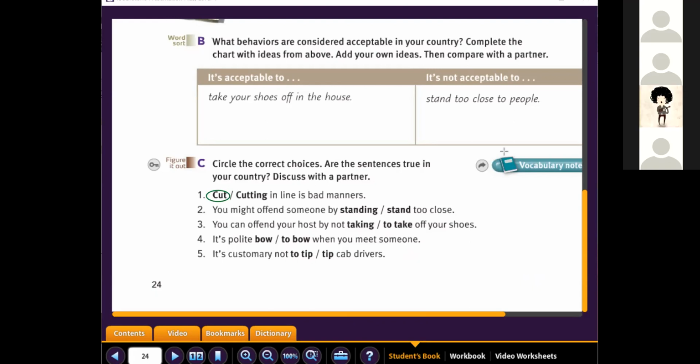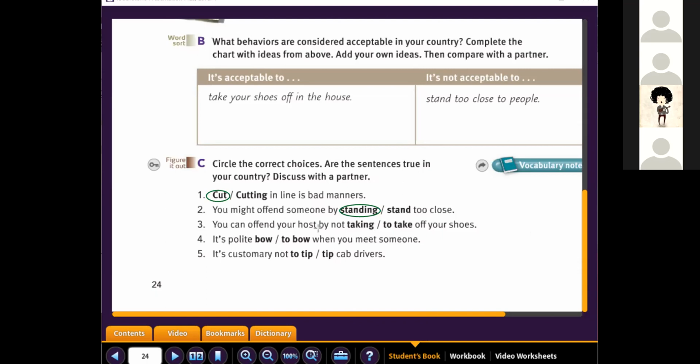Standing. Okay, you might offend someone by standing too close. Yeah, that's it. Thank you. So let's see now from Victoria. Vicky, please help me with the third statement. I don't know. By stating. Okay, so let's see. No problem.